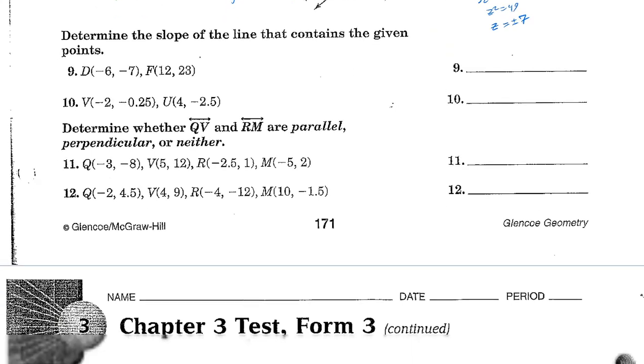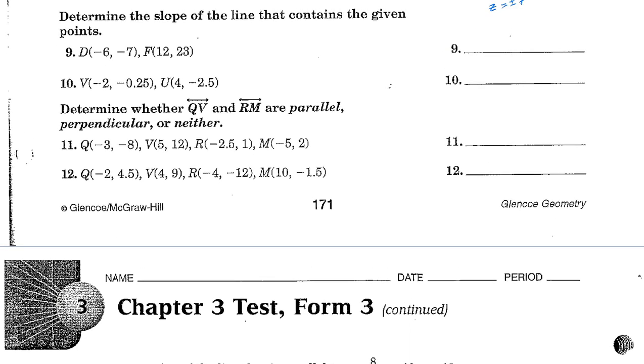Determine the slope of the line containing these points. So you could either plot this and then graph it, or you could just go m equals the difference in y, so rise, over the difference in x, run. So I'm going to call this my point 1 and my point 2, so (x1, y1) and (x2, y2). So this would be 23 minus negative 7, so there's two negatives there, over, and then x2 is 12 minus negative 6.